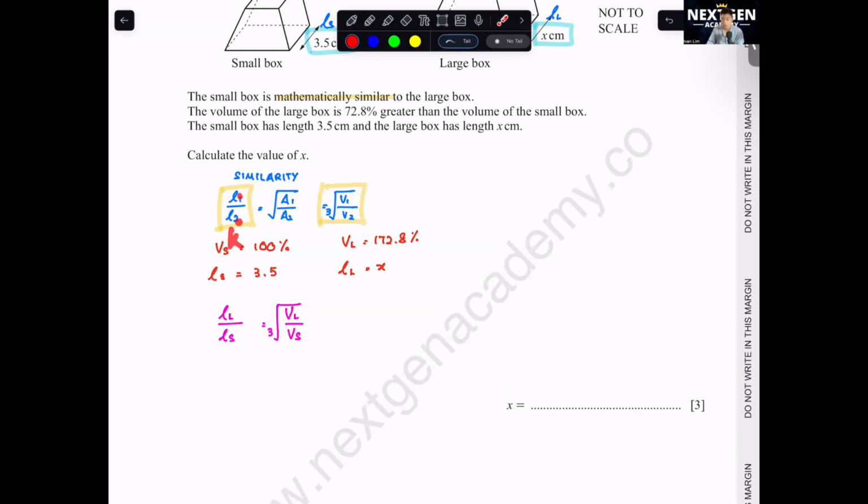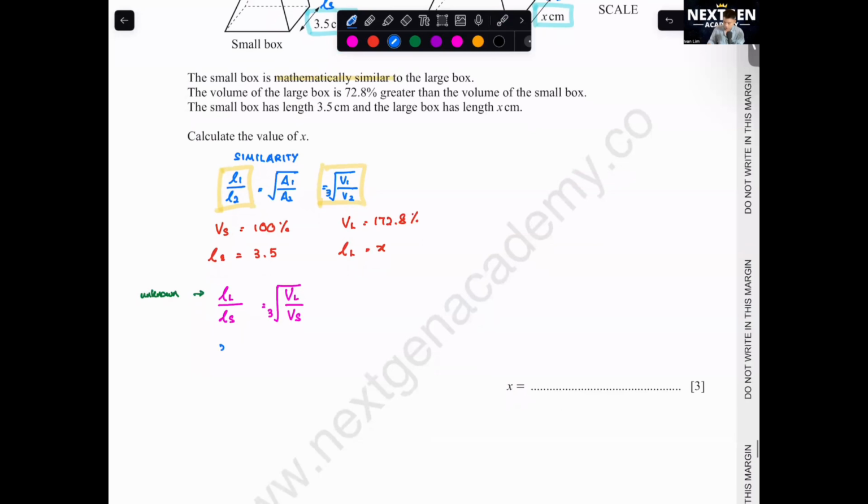This is k. So L1 over L2, this is a constant. A1 over A2 originally will be k squared, so you have to square root it. Then V1 over V2 originally is a cubic value, right? So we'll put it like that. And why do I put large on top? Because normally we put the unknown at the top left of the equation. Whatever you want to solve, you put at the top left.